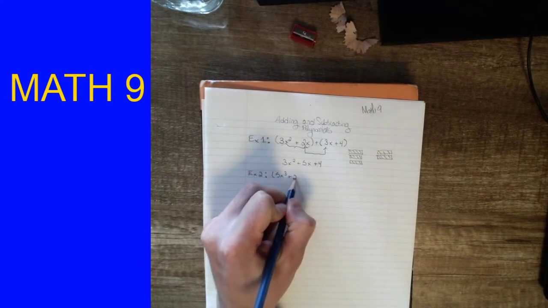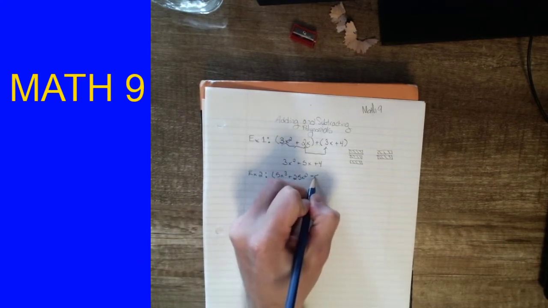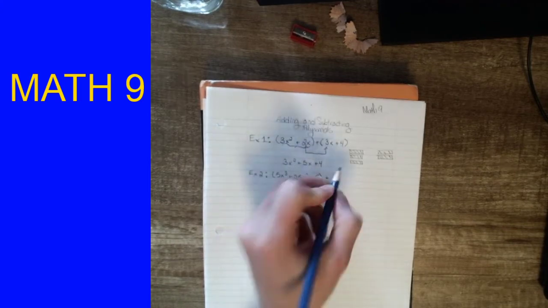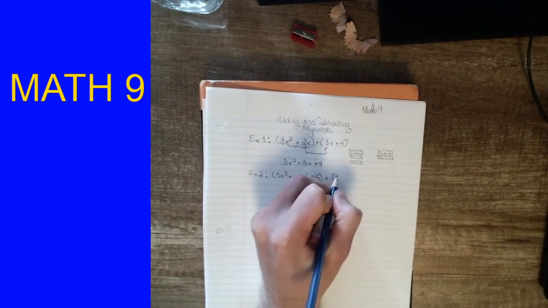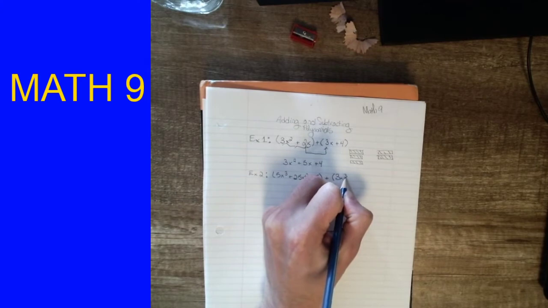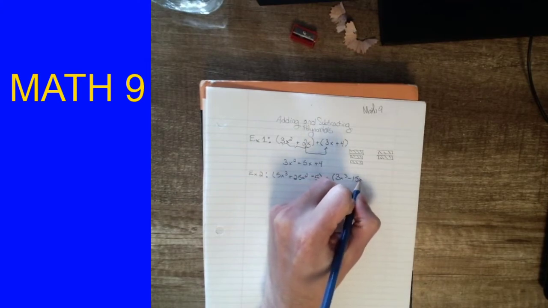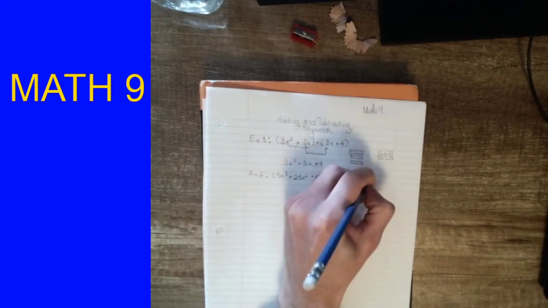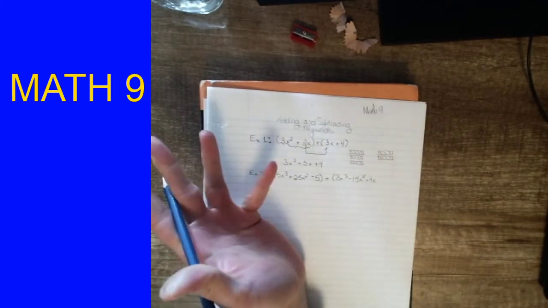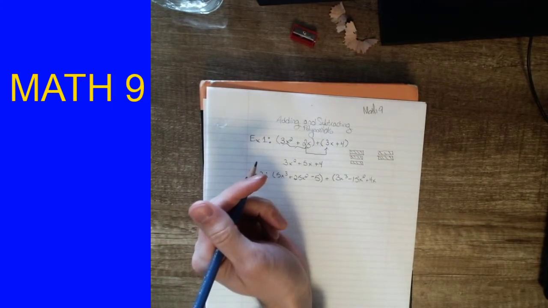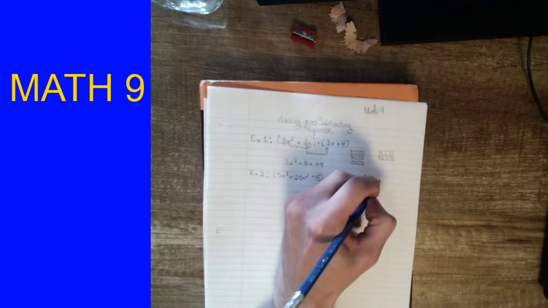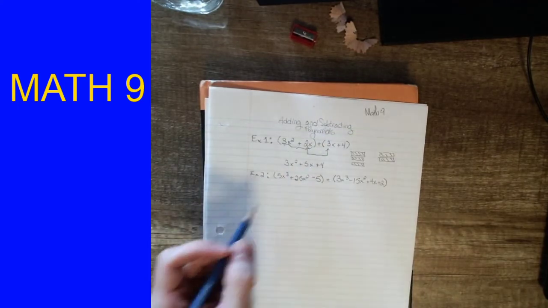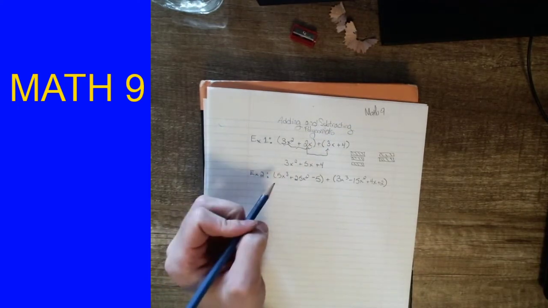We'll start with 5x cubed plus 25x squared minus 5, plus 3x cubed minus 15x squared plus 4x plus 2. Now I need to add these things together.